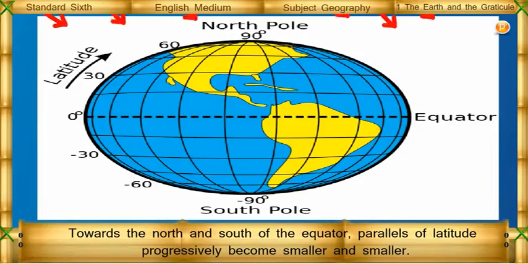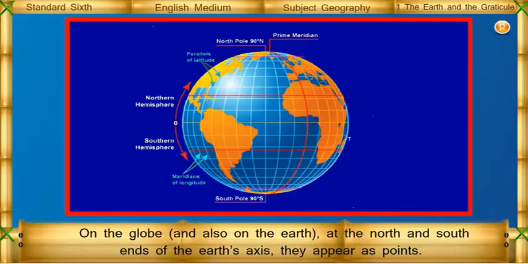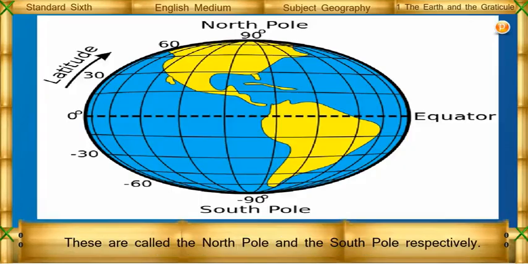Towards the north and south of the equator, parallels of latitude progressively become smaller and smaller. On the globe and also on the earth, at the north and south ends of the earth's axis, they appear as points. These are called the North Pole and South Pole respectively.